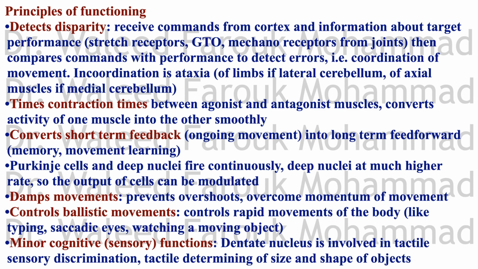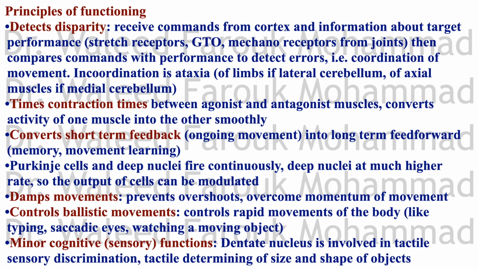Principles of function of the cerebellum. We mentioned before that its functions are not only motor, but it's concerned with different aspects of motor activity and other cognitive functions as well. First of all, it detects disparity. I mean, it receives commands from the cortex and information about the target performance from stretch receptors, the Golgi tendon organs for example, and mechanoreceptors from joints. Then it compares the commands with the performance to detect the errors, that is, coordination of movement.